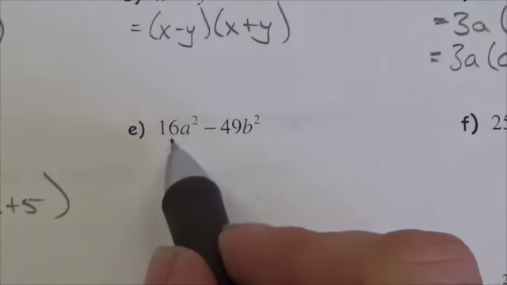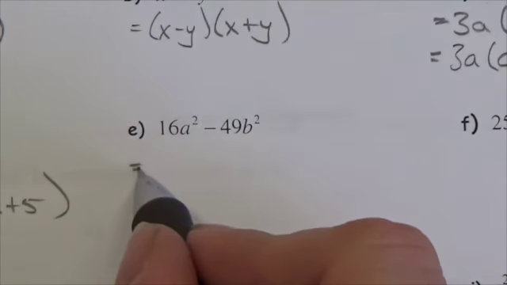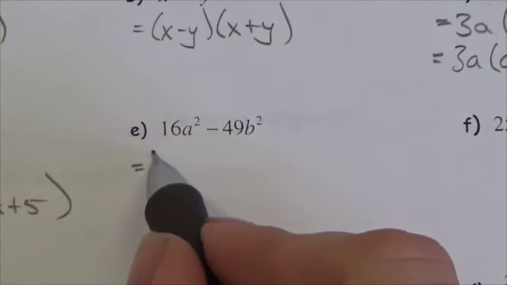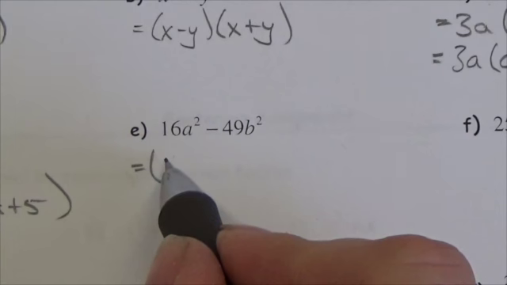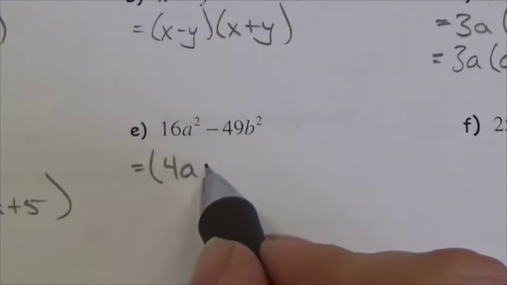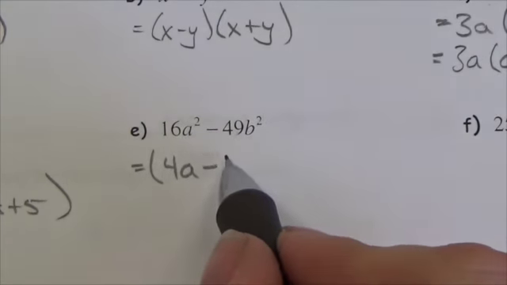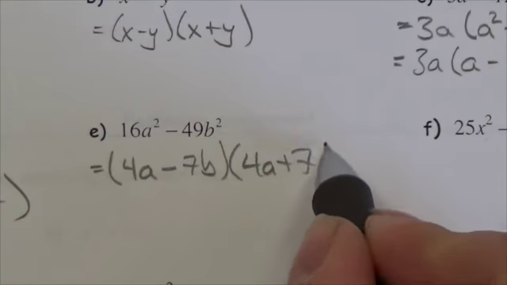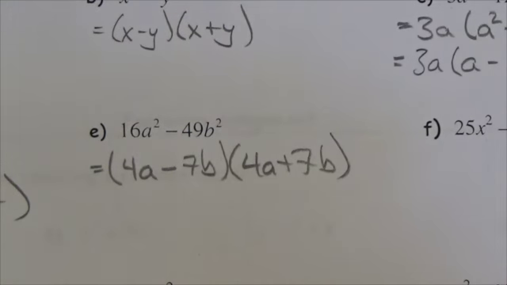Right here, 16a squared minus 49b squared. Okay, well, it's a little bit more complicated, but you know what? This is a perfect square, and so is this. The square root of 16a squared is going to be 4a. The square root of 49b squared will be 7b, and then it would be 4a plus 7b. Okay?